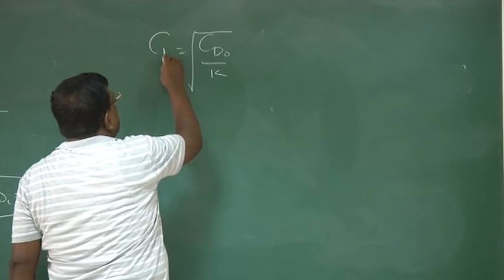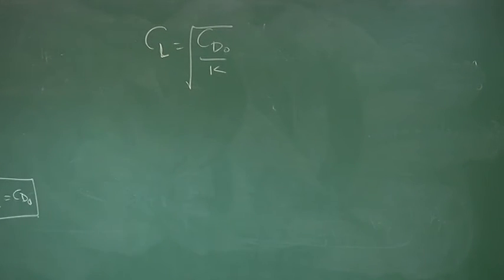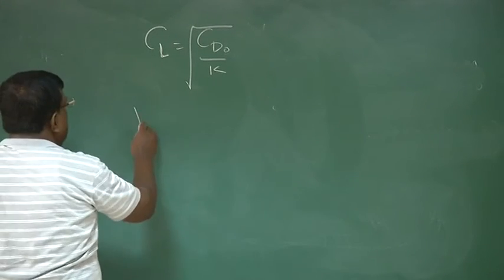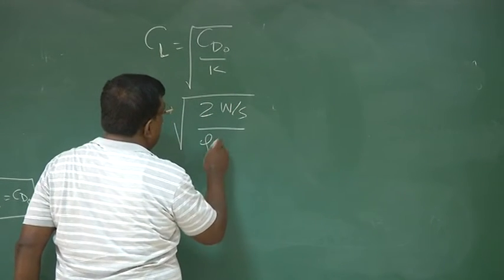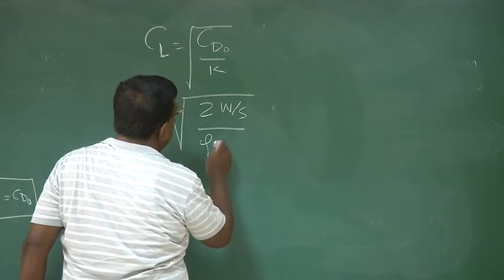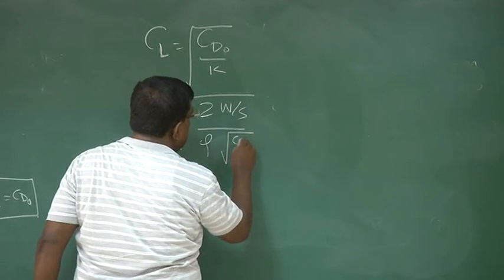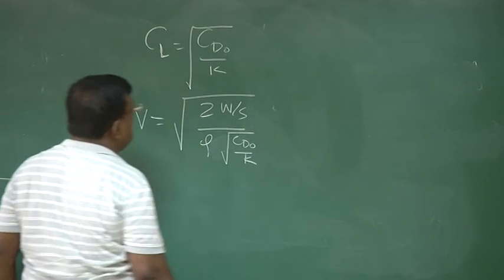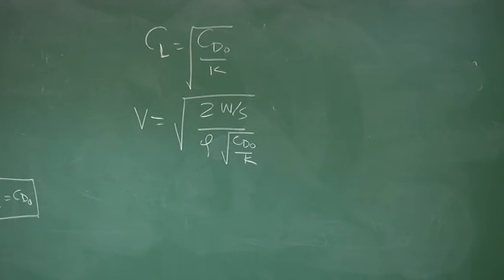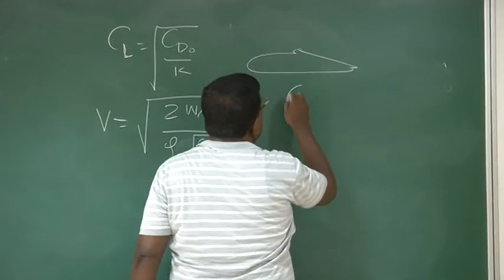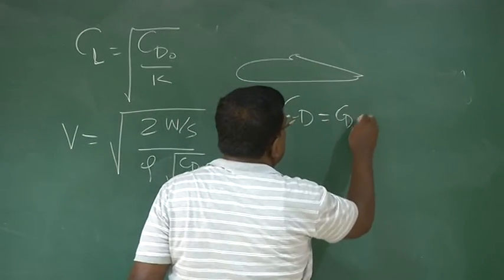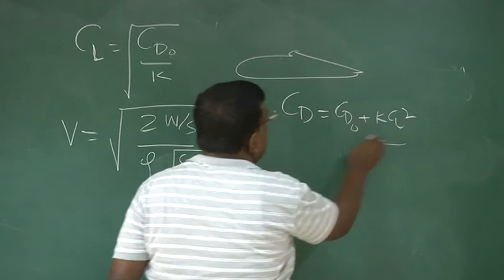When I say CL equal to CD naught by K, what is the speed I should fly so that thrust required is minimum? V will be under root 2 W by rho S, with CL that is CD naught by K. Right? For a given airplane, any airplane which you will be flying, you will know CD equal to CD naught plus K CL square. This drag polar will be known to you.